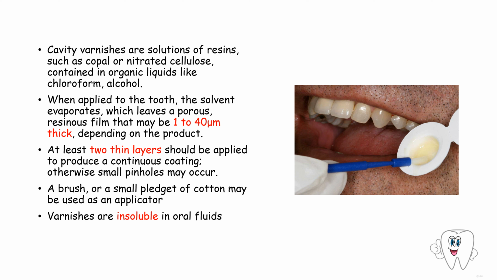Now varnishes are the solutions of resins such as copal or nitrated cellulose contained in organic liquids like chloroform, alcohol, etc. When applied to the tooth, the solvent evaporates, which leaves a porous resinous film that may be 1 to 40 micrometers thick depending upon the product. At least two thin layers should be applied to produce a continuous coating, otherwise small pinholes may occur. A brush or a small pledget of cotton may be used as an applicator. Varnishes are insoluble in the oral fluids.